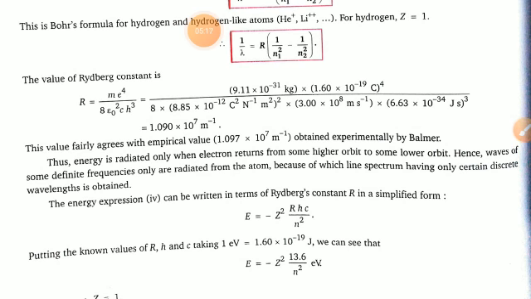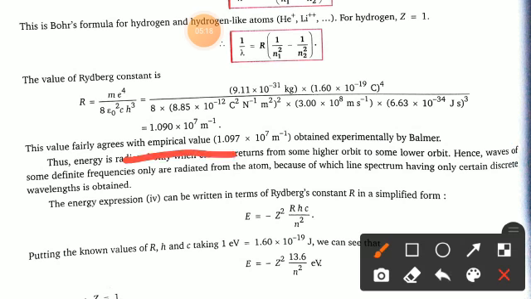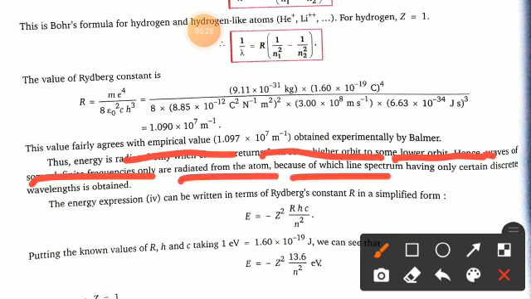So thus the energy is radiated only when an electron returns from some higher energy orbit to a lower energy orbit. Hence waves of some definite frequency only are radiated from the atoms, because of which a line spectrum having only certain discrete wavelengths is obtained.